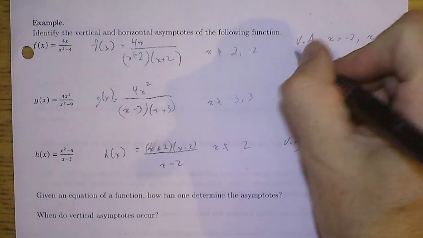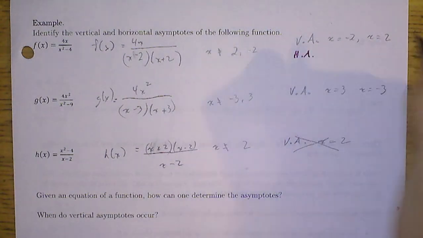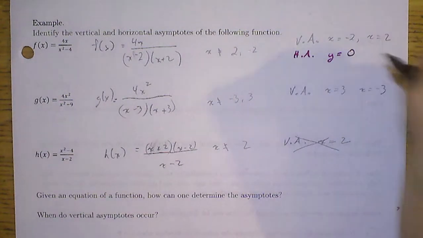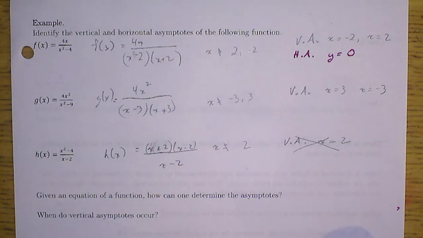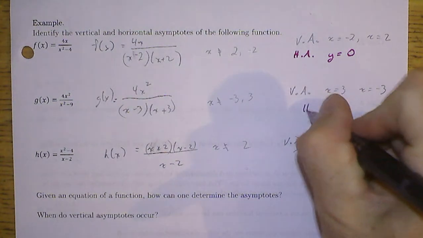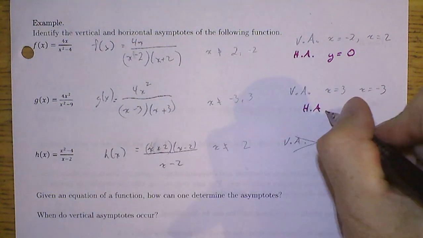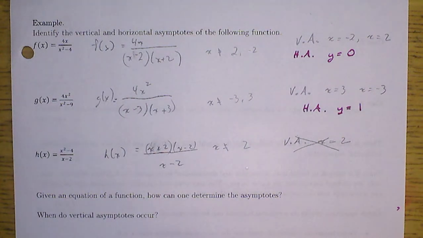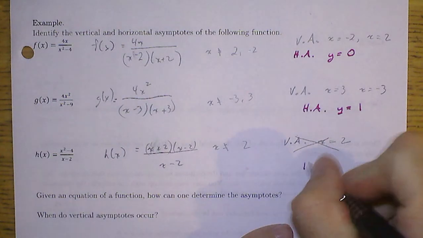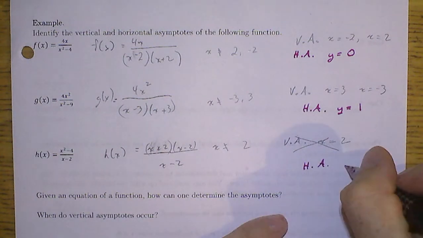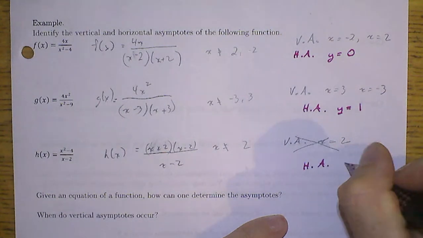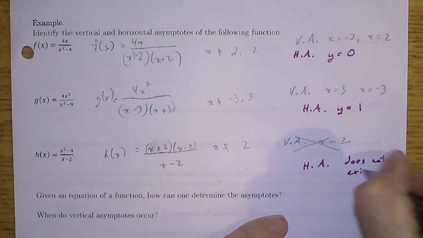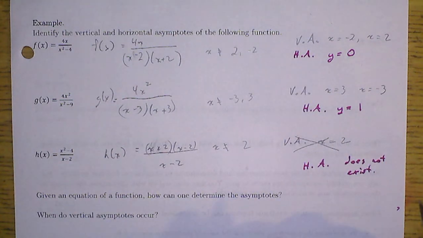So for my horizontal asymptote here, horizontal asymptotes are much more difficult to understand. It is going to be y is equal to 0. My horizontal asymptote for the second one is going to be y is equal to 1. Very bizarre. And my horizontal asymptote here might be, oh wait a second, my horizontal asymptote does not exist. So there is no horizontal asymptote.